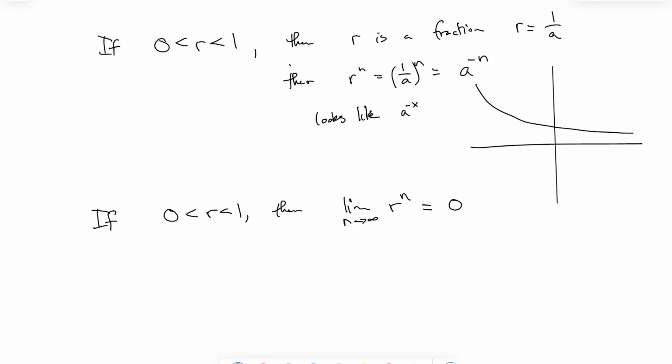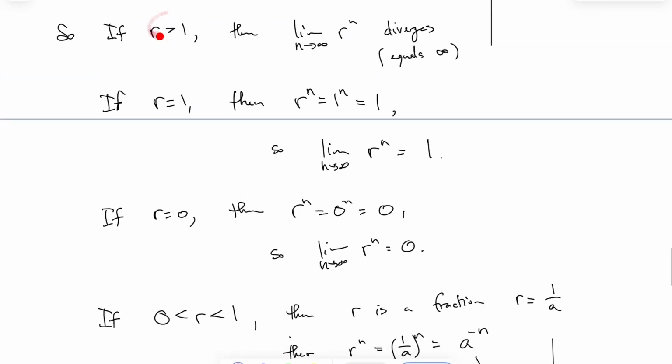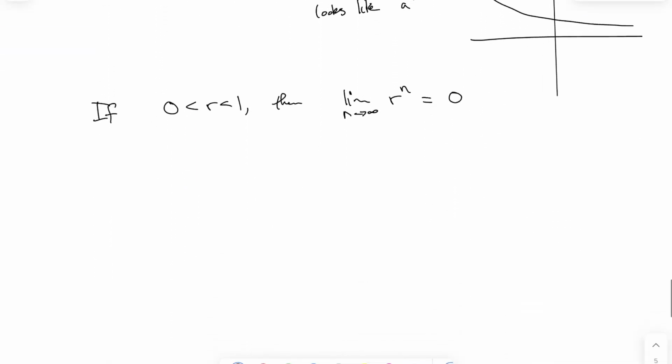Have we said everything, all the various possibilities here? Not quite, because I didn't ever talk about negative values of R. We talked about R bigger than 1, R equals 1, R equals 0, R between 0 and 1. So this actually covers all positive values for R. What about the negatives for R?